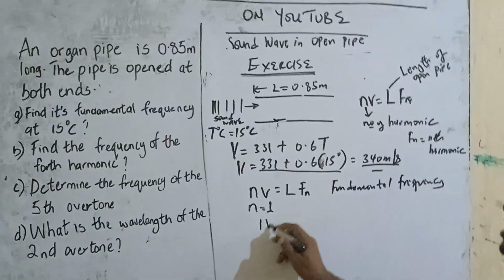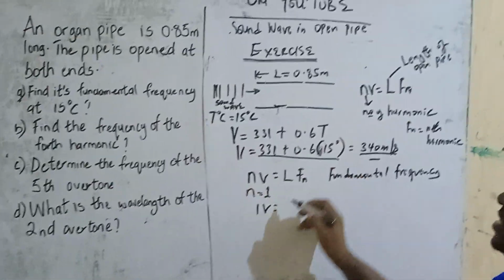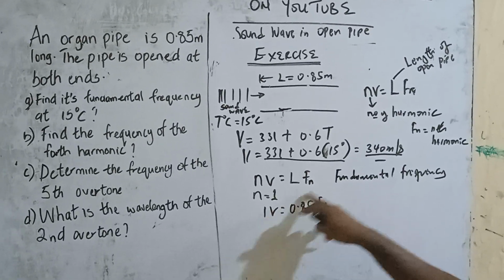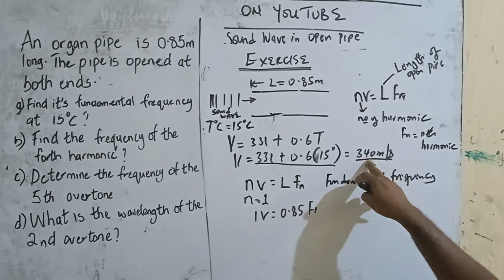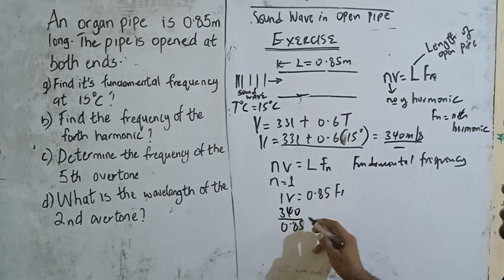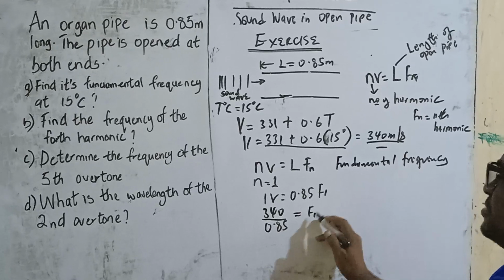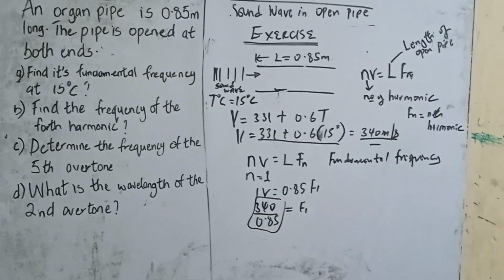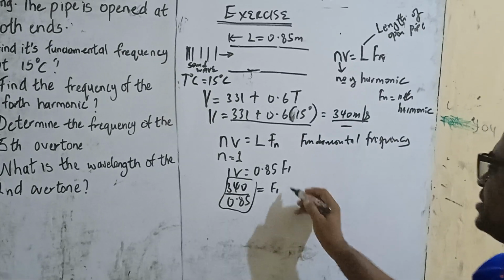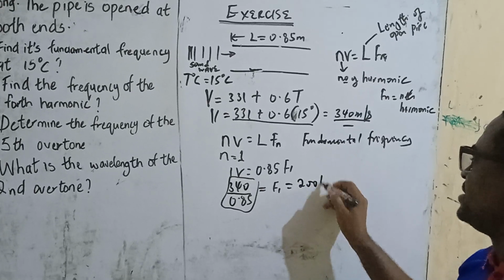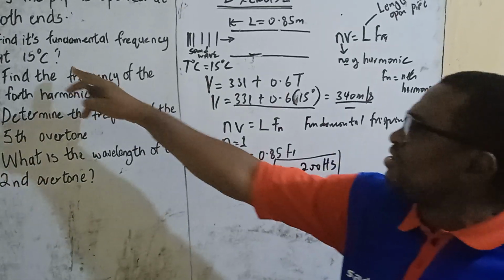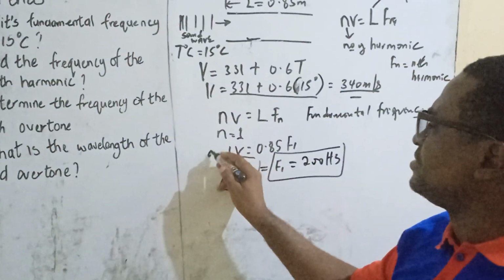So I have 1 times v is equal to 2 times the length of this pipe, 0.85, times f1, and the speed of sound that we calculated the other time is 340. So I have 340 divided by 2 times 0.85 will give us the first harmonic. Using our calculator, the first harmonic F1 is 200 Hz. So the first harmonic is 200 Hz. That has solved the first question that we have here.